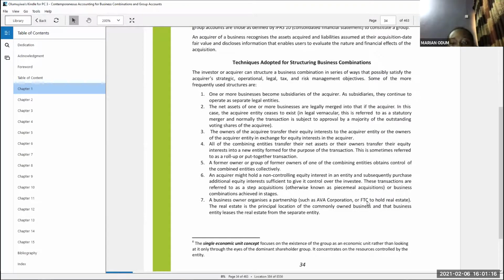7, a business owner organizes a partnership such as corporations or an LLC to hold real estate. The real estate is the principal location of the commonly owned business, and that business entity leases the real estate from the separate entity. The single economic unit concept focuses on the existence of the group as an economic unit rather than looking at it only through the eyes of the dominant shareholder group. It concentrates on the resources controlled by the entity.